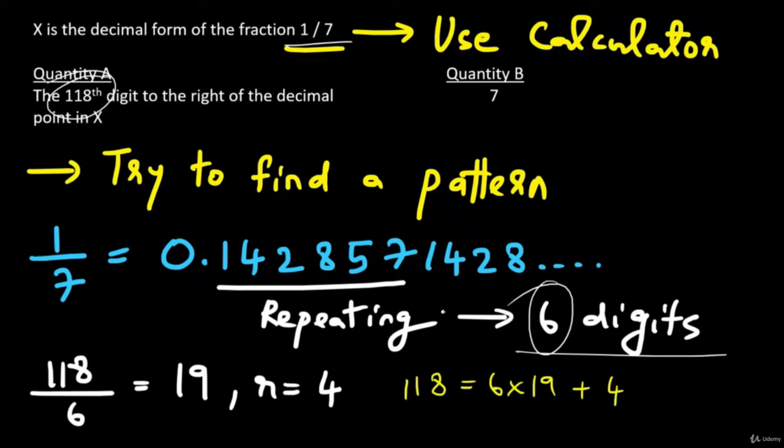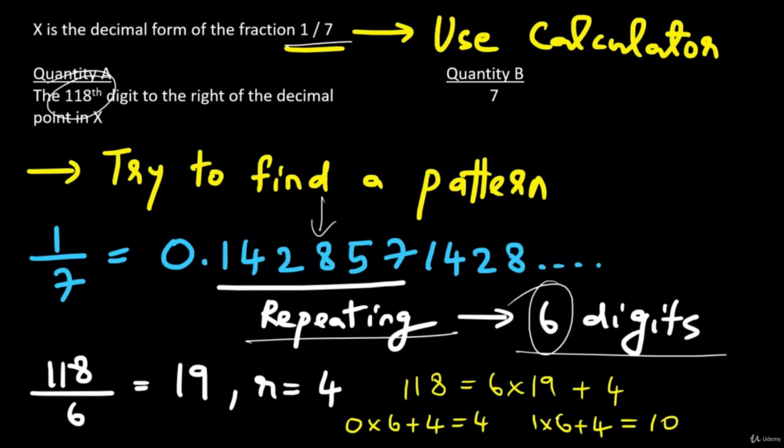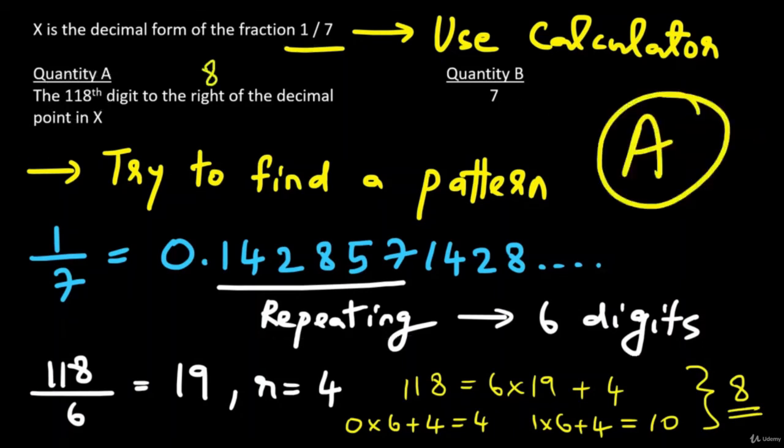Alright, now if you take 0 into 6 plus 4, that's equal to 4. If you take 1 into 6 plus 4, that's equal to 10, etc. And over here you have 19 into 6 plus 4. All of these will have the same digit because it's repeating over here, right? Now 0 into 6 plus 4 is 4. The fourth digit over here is 8. Therefore, all of these over here will have 8 as the digit, and therefore quantity A is 8 and quantity B is 7.